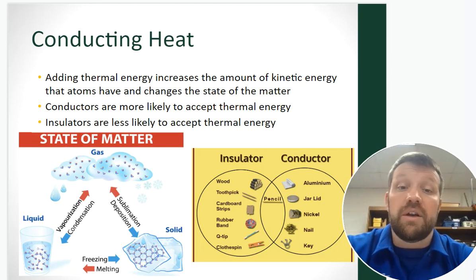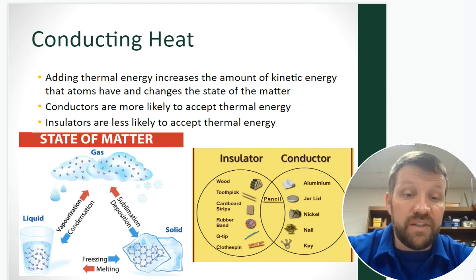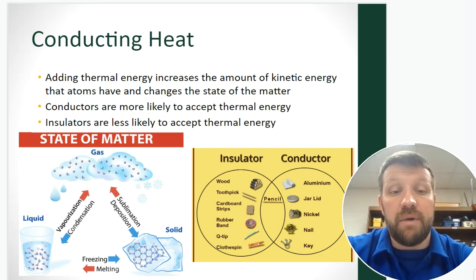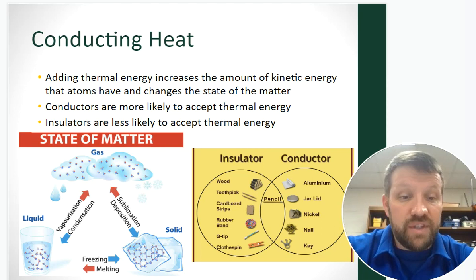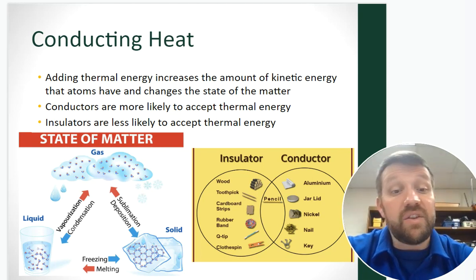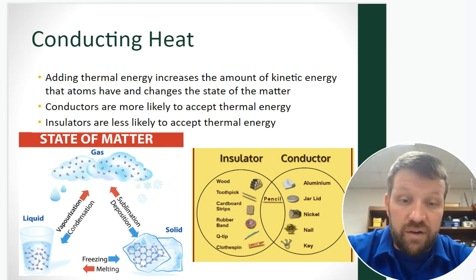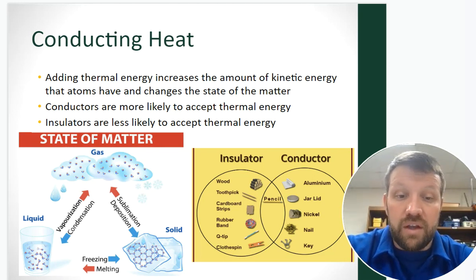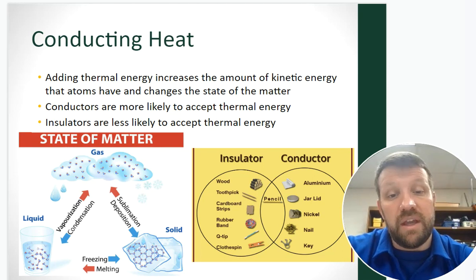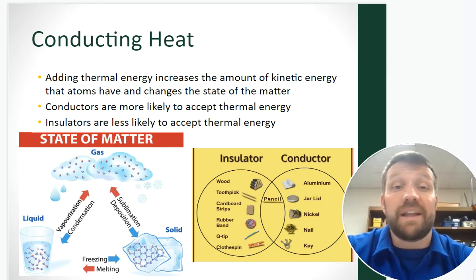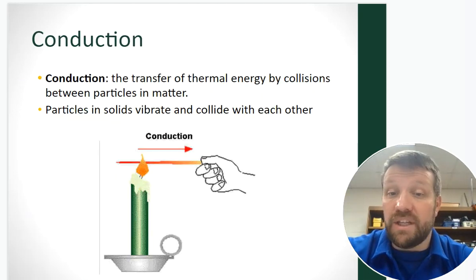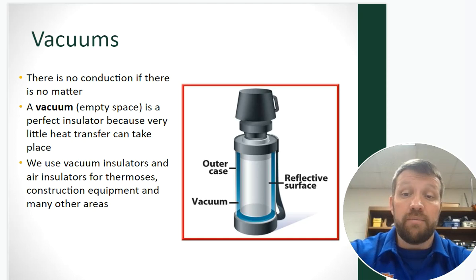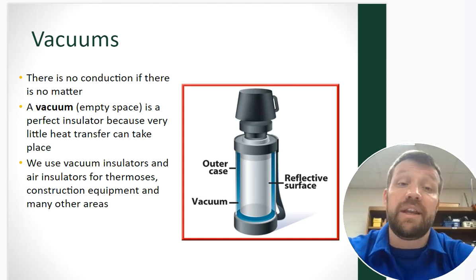So conductors are more likely to accept this thermal energy, and we see some of the conductors right there, right on the right in the bottom right. Aluminum, really metals is what it comes down to, nails, keys, nickels, things like that. And then insulators are less likely to conduct thermal energy, so things like rubber and plastic, and you see there also cloth or Q-tips, clothespins, rubber bands, all of these are going to be insulators, not likely to conduct thermal energy. A vacuum is a little bit different case than everything else that we've talked about so far because there is no conduction happening in a vacuum space.